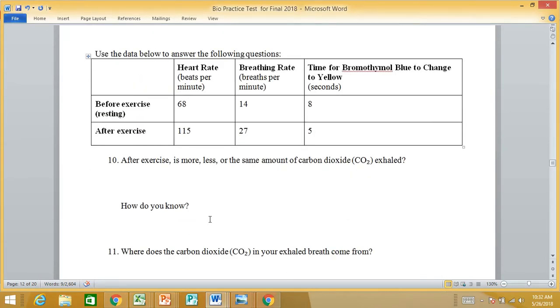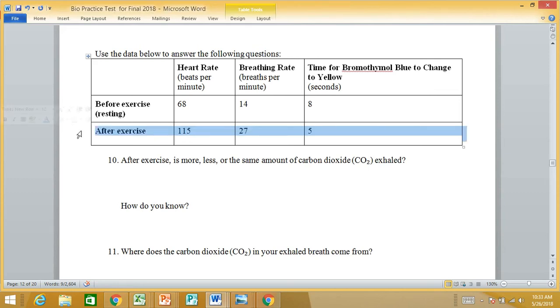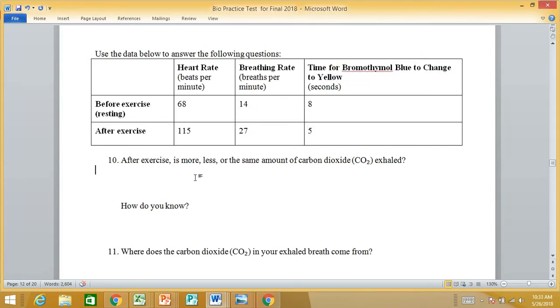Use the data to answer the following questions. After exercise, is more, less, or the same amount of carbon dioxide exhaled? Here we look at our chart. Here we have after exercise. And we can see that the time it took for bromothymol blue to change when you were blowing into it is only 5 seconds after you exercised. So there's got to be more being exhaled.